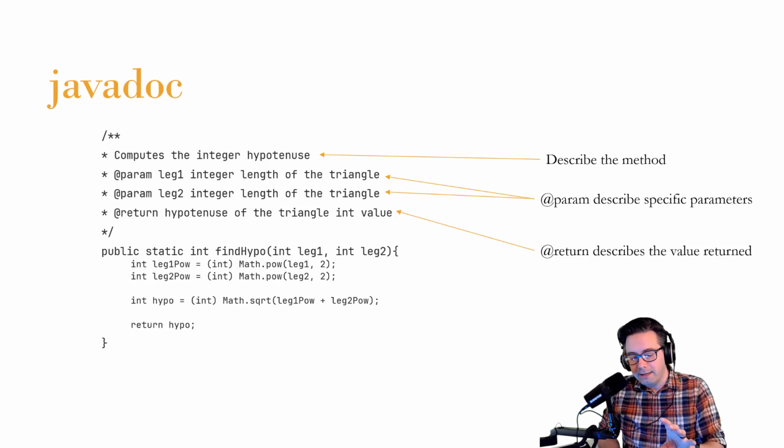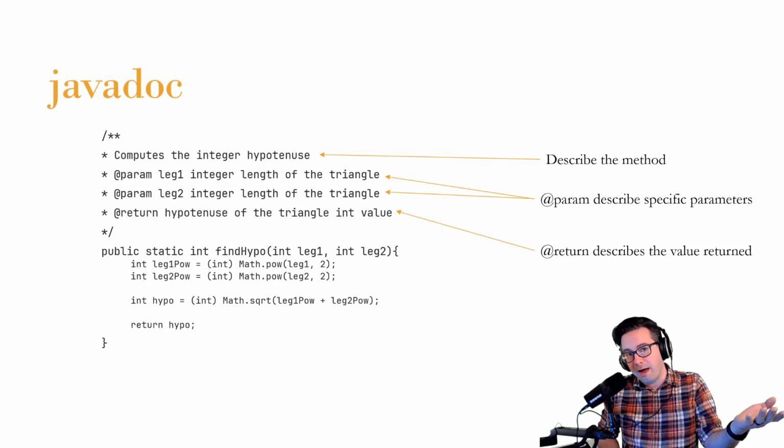Now, the idea is that when you use this method, you don't have to worry about finding the hypotenuse. You just use that method, right? You don't have to worry about the Pythagorean theorem after this method. If you're trying to find the hypotenuse, you just put in the integer legs and it returns an integer hypotenuse.